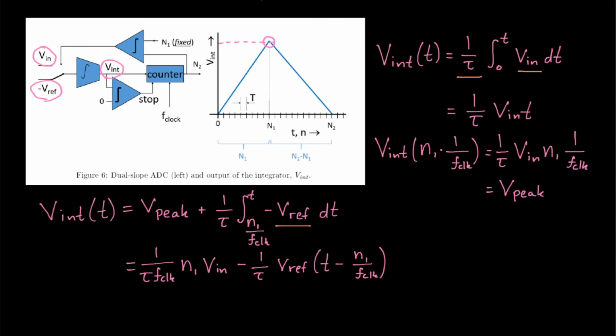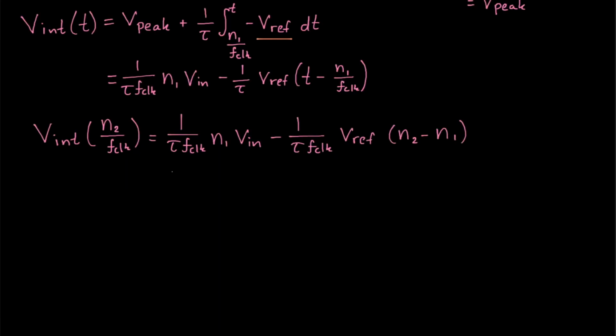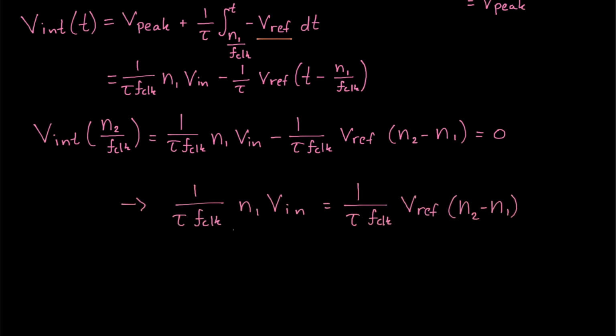We can now use some information from the diagram. We know that the integrator voltage at N2 over f clock is 0, so we can simply equate this expression to 0 and then rewrite it. Notice that both the left-hand side and the right-hand side contain the same factor, 1 over tau f clock. Tau is a constant that is typically determined by the component values inside the integrator, and f clock is the clock frequency. Apparently, the transfer of this circuit does not depend in any way on the integrator implementation or on the clock frequency.